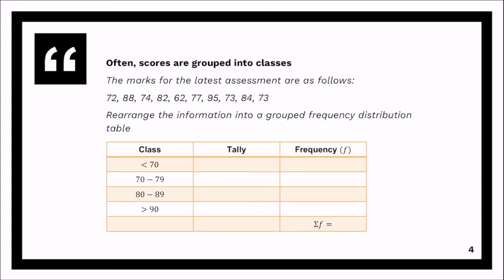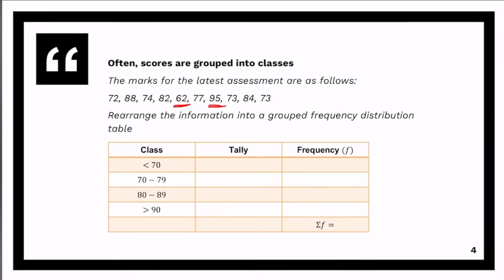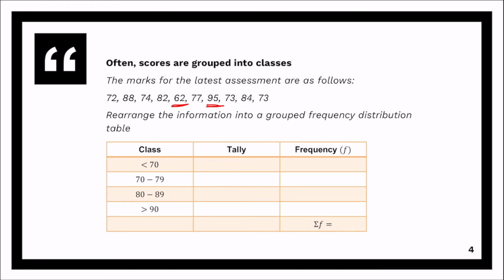Now often scores are grouped into classes. This is because there is a lot of scores and we don't want to make a row for every single one of them. So for example, the marks for the latest assessment are as follows, and here we go. Now the lowest is 63, the highest is 95. I don't want to make a row from 62 to 95, so I'm going to put them into classes. So I've got 4 classes here. I got under 70, between 70 and 79, 80 to 89, and greater than 90.